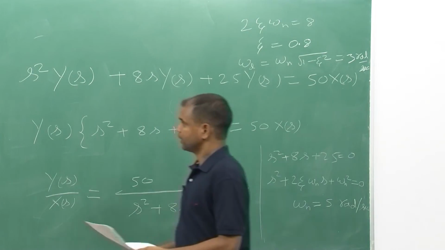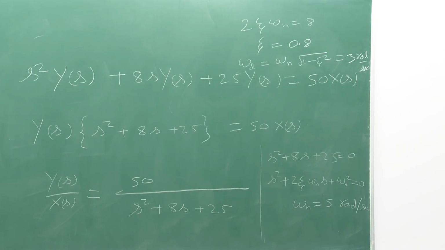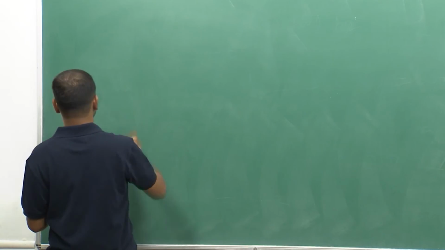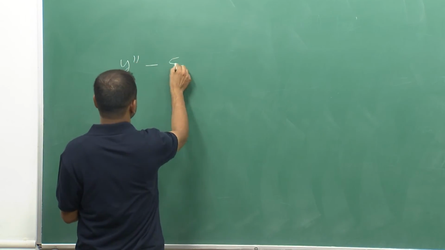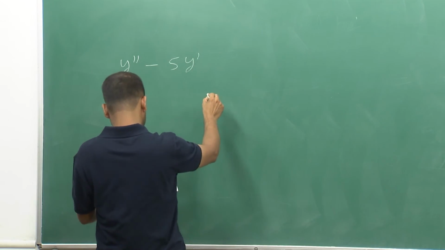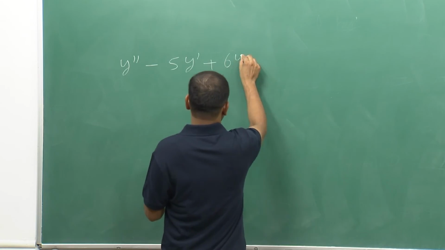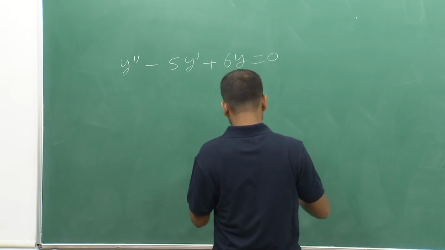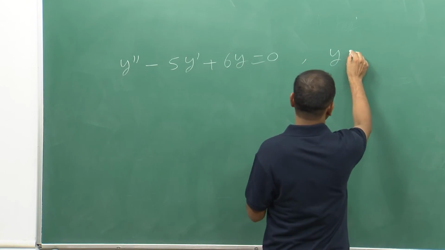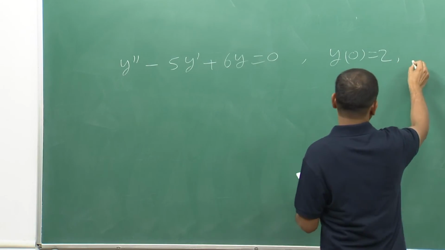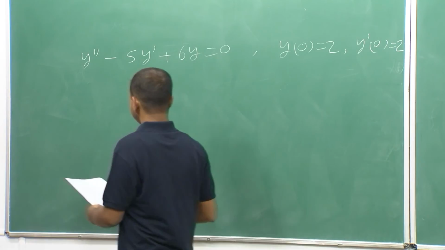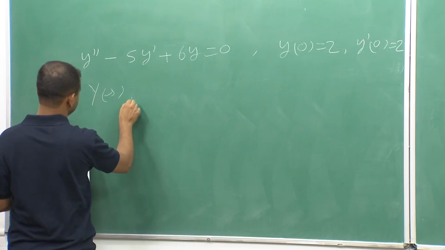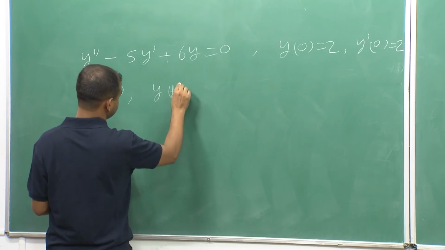Now, coming to our next numerical, a system is described by y double dot minus 5 y dot plus 6 y is equal to 0, and we are given the initial conditions y 0 is equal to 2 and y dash of 0 is 2, and we have to find y of s and y of t.